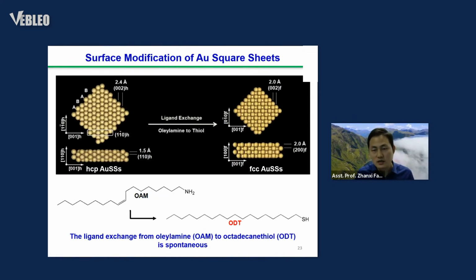So here is the scheme for the ligand exchange. Actually, we use the thiol molecules to replace the oleylamine molecules that were initially on the surface of the HCP gold square sheets. This ligand exchange can happen at room temperature. It is spontaneous because the interaction between gold and thiol groups is much stronger than that between the gold and the amino groups.